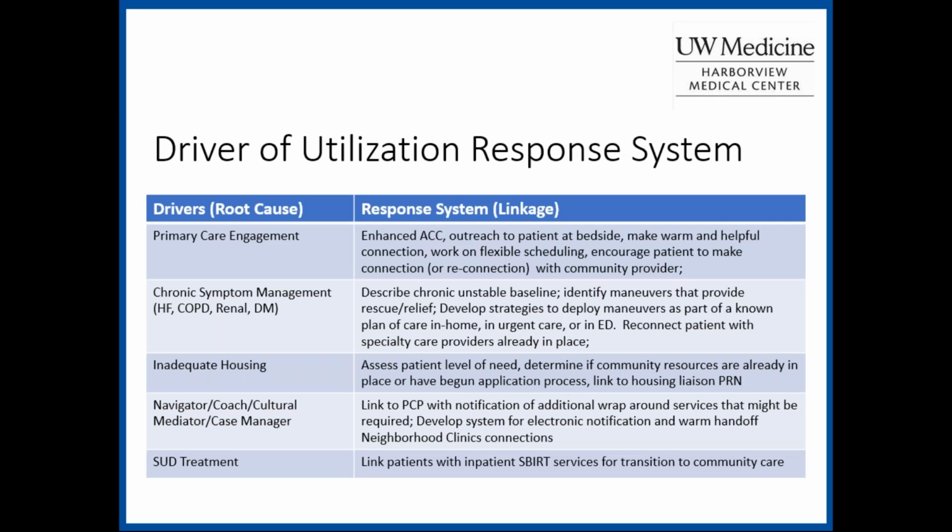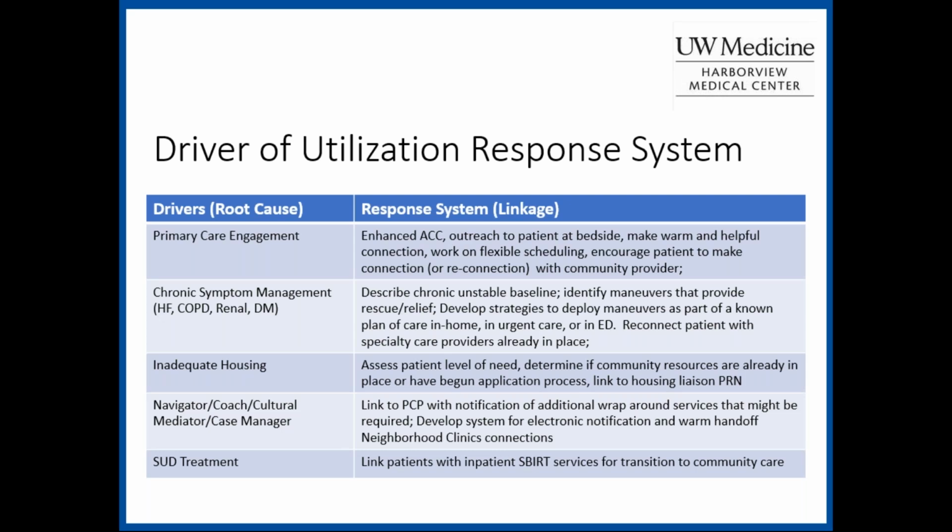So what we've come to at this point, still in development and pilot project, is these were five high areas that we think we're going to work through as having this driver of utilization response system. From what we learned from our root causes, we realized that primary care engagement is critical. We may think the patient has a primary care provider, but when we speak to them, they haven't seen them in two years. They don't like that place. They can't get in. They want someone new. So that's been something that the inpatient team's been trying to do a little more detailed assessment on. We know chronic symptom management is an issue.